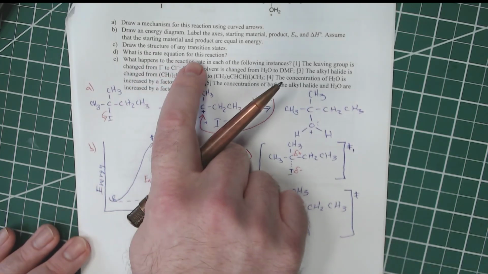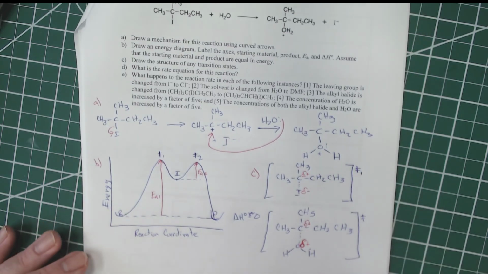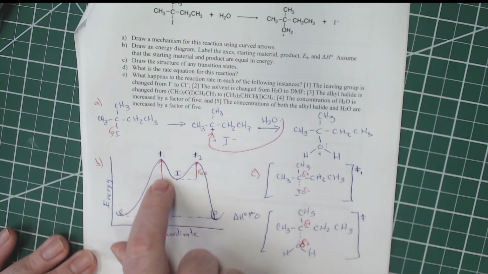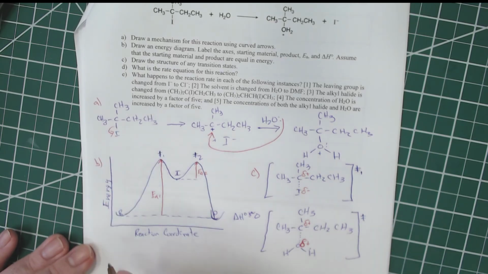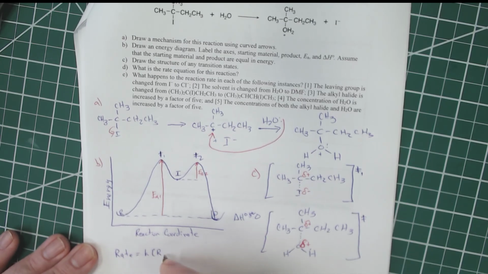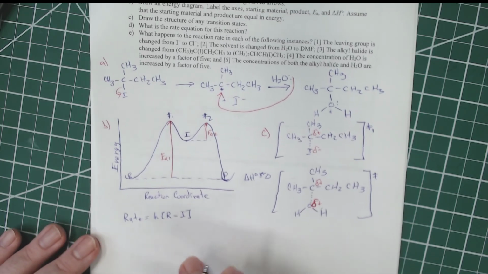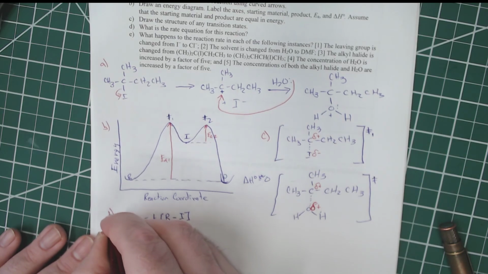D, what is the rate equation for this reaction? Well, the rate equation is only going to depend on reactants that are in the rate determining step. Since our rate determining step is this slow first step, and the only reactant that's there is the alkyl halide, then we will find that the rate is going to be equal to k times the concentration of that alkyl halide, and we'll indicate that it is an iodide there. So it's going to be first order for that. So that is part D.